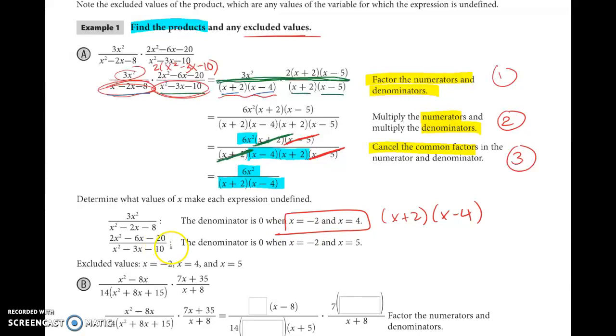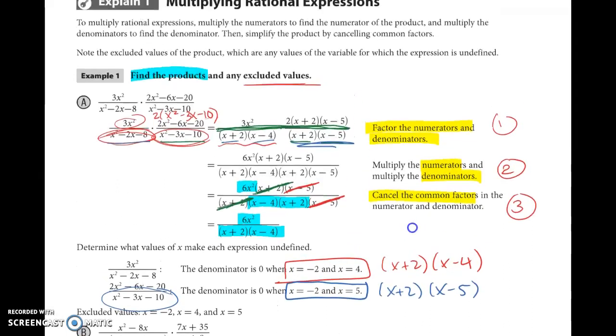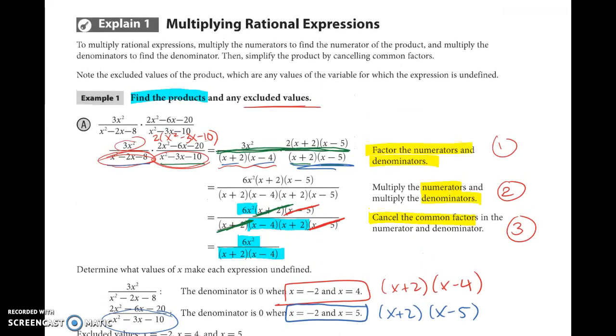For this denominator here, the factored form of it was x plus 2, x minus 5. And if we set those equal to 0, we got these excluded values here. So a recap of how to multiply rational expressions is these steps right here. Factor the numerator and the denominator. Multiply straight across is kind of how I like to think of it. And then cancel your common factors.